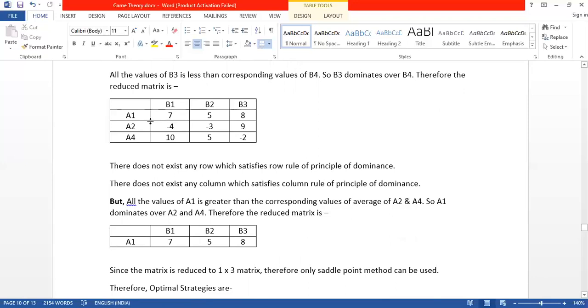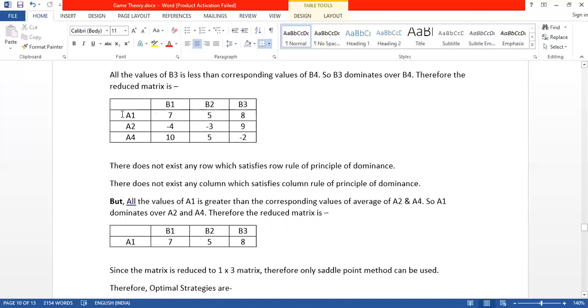So, let us try taking the average, right? See, all the values of A1 are greater than the corresponding values of the average of A2 and A4. That is, we take 10 minus 4 is 6, by 2 is 3. So 7 is greater than 3. 5 minus 3 is 2, 2 by 2 is 1. So 5 is greater than 1. 9 minus 2 is 7, by 2 is 3.5. So 8 is greater than 3.5.